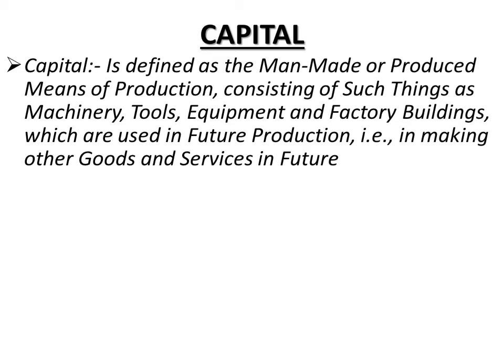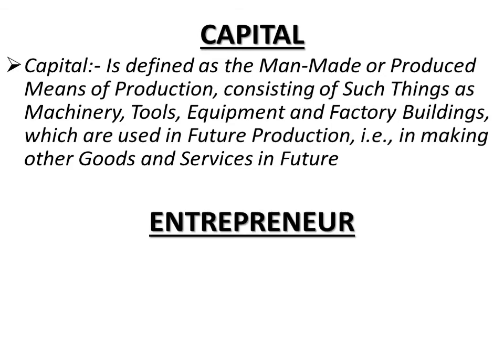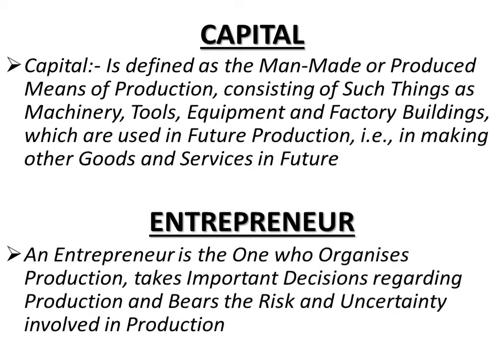There's a fourth type of factor input also, which is known as entrepreneurship. An entrepreneur is the one who organizes production, takes important decisions regarding production, and bears the risk and uncertainty involved in production. For example, when a new firm is set up, someone must organize the new firm, arrange finances, hire employees, and undertake risk. That person is known as an entrepreneur.